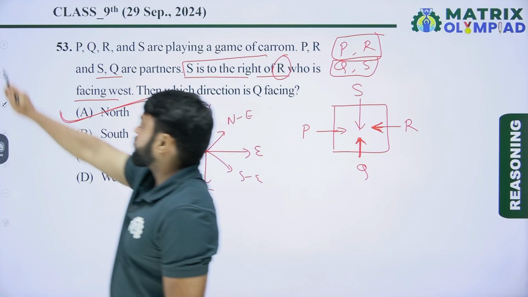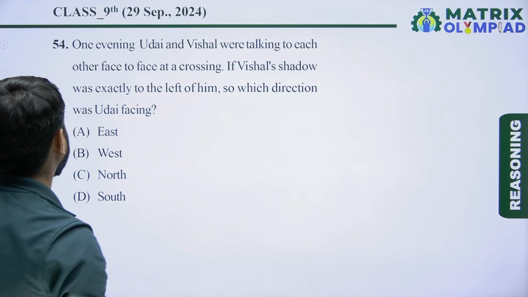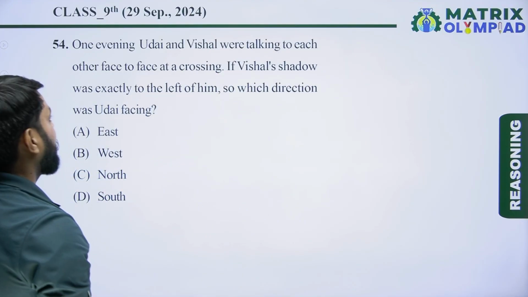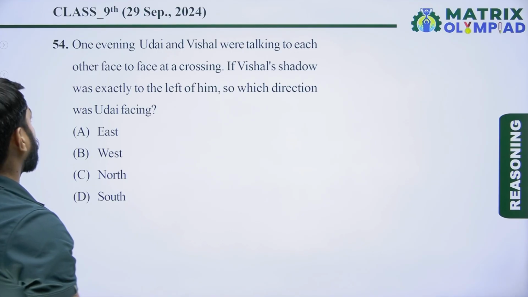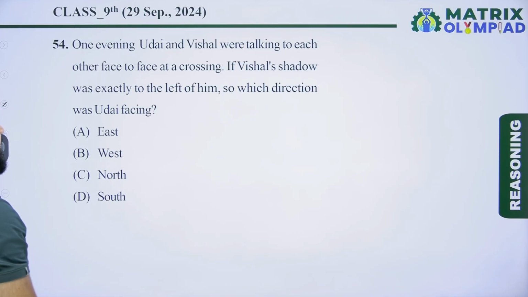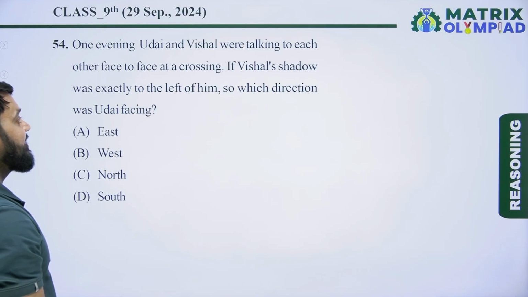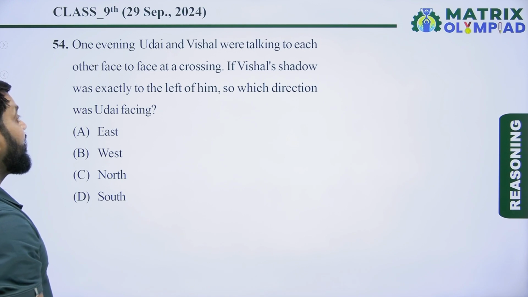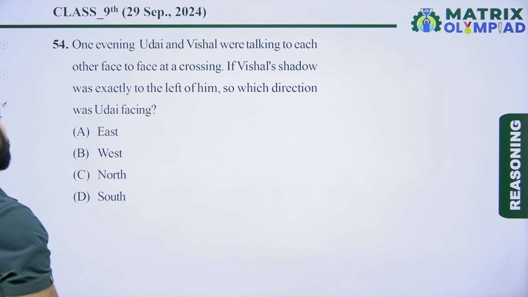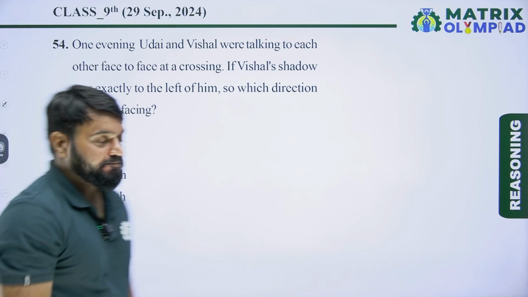Let's move on to the next question. Now the next question is question number 54. One evening, Uday and Vishal were talking to each other face to face at a crossing. If Vishal's shadow was exactly to the left of him, which direction was Uday facing?